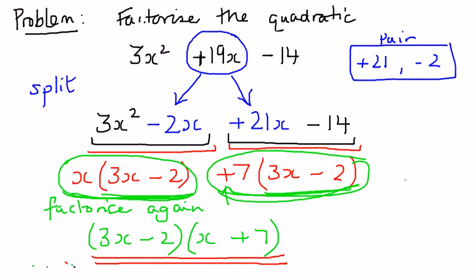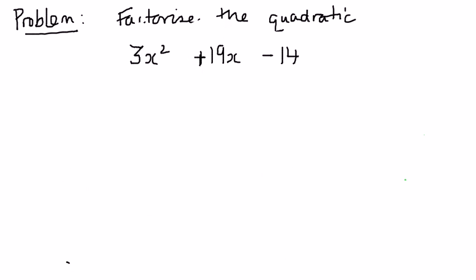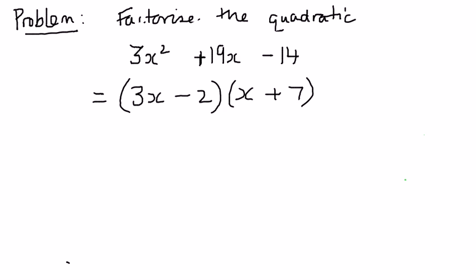So, to recap briefly, the factorisation of 3x squared plus 19x minus 14 is 3x minus 2 multiplied by x plus 7. And we could check this by expanding the brackets.